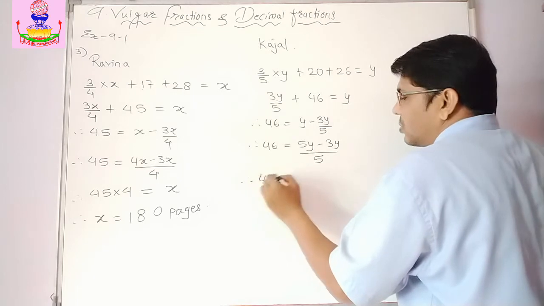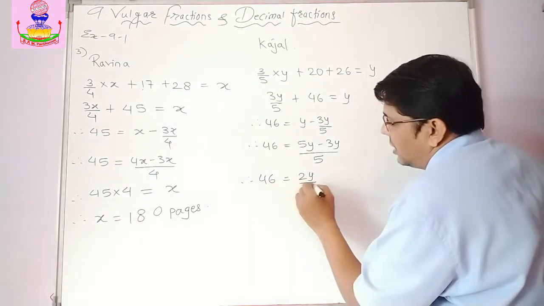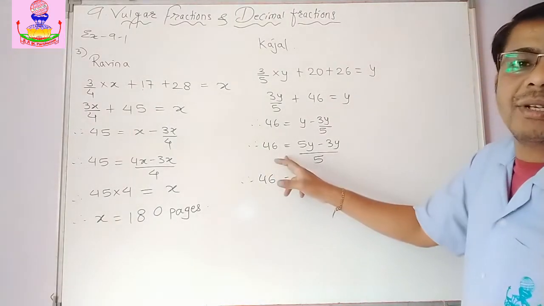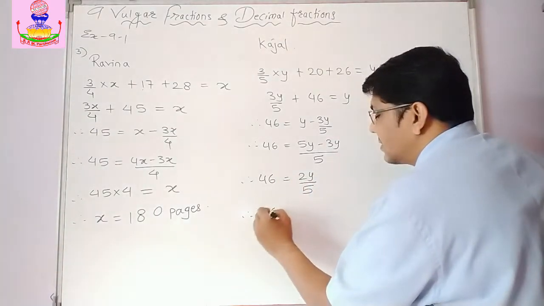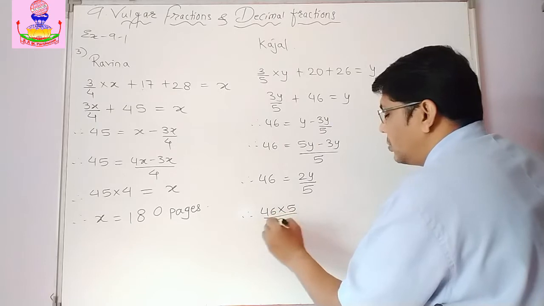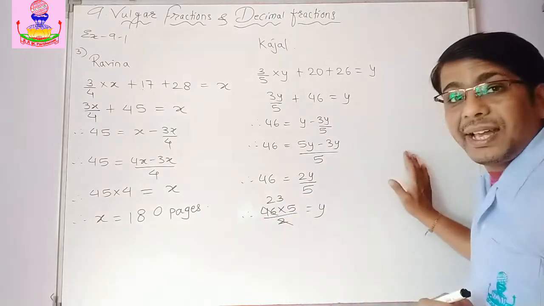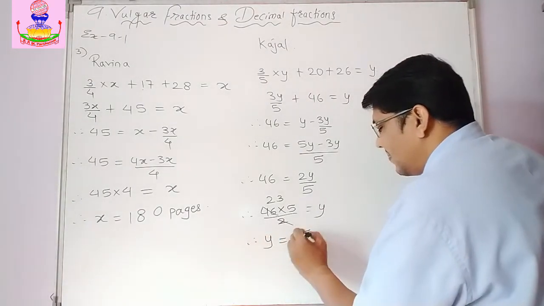So therefore 46 equals 5y minus 3y, that is 2y upon 5. So bring this to this side. 5 will go in multiplication and this 2 will go in division. Therefore 46 into 5 upon 2 is equal to y. 2 23s are 46, and 23 5s are 115 exactly.